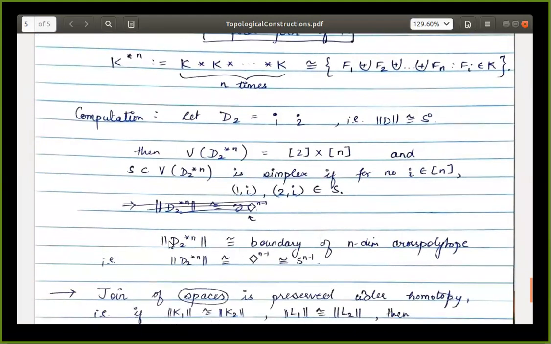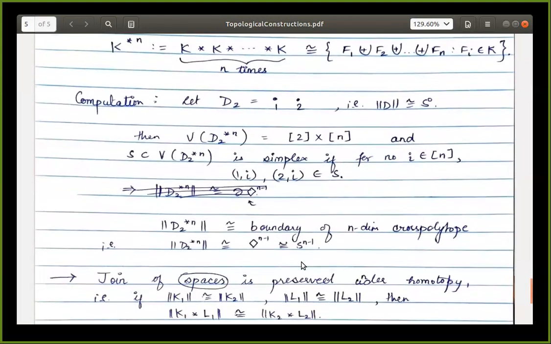Therefore this is the same as the boundary of the n-dimensional cross polytope which we studied 2-3 lectures back. So this is nothing but the diamond n minus 1, but we know that diamond n gives a triangulation for Sn, so diamond n minus 1 is giving a triangulation for Sn minus 1.